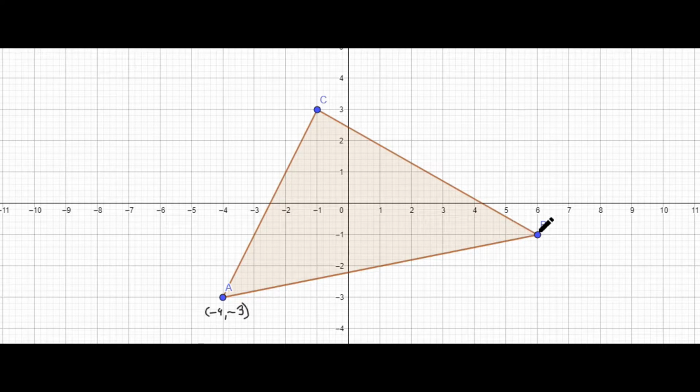Point B, if we drop a perpendicular to x, the x coordinate is 6 and the y coordinate would be -1. And for C, the coordinates will be on the x-axis -1, and on the y-axis +3. So these are the coordinates of point A, B and C. So we have to find the midpoint of AB, BC and AC. So all the three midpoints we need to find out.